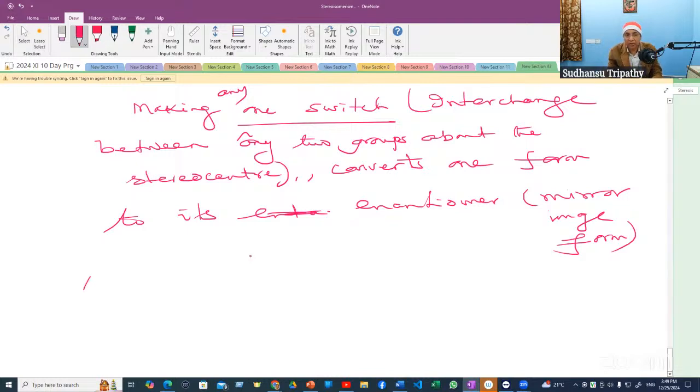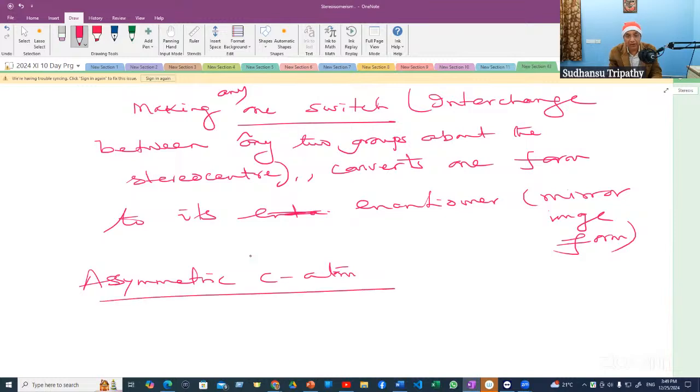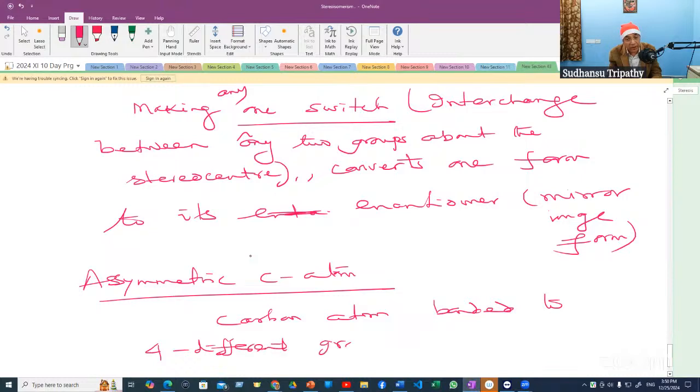So let me write down what is an asymmetric carbon atom or asymmetric center. It may be a nitrogen atom also. I will talk about that later. Carbon atom bonded to four different groups. Then only it will be dissymmetric. And you cannot get sigma, you cannot get i, you cannot get Sn. This is a chiral center.